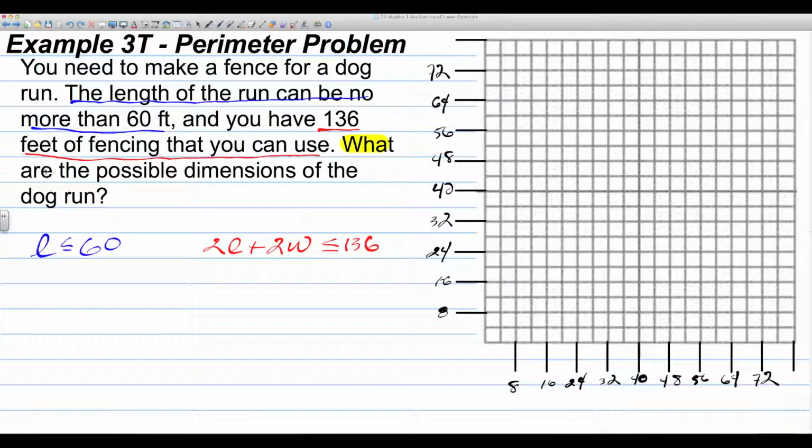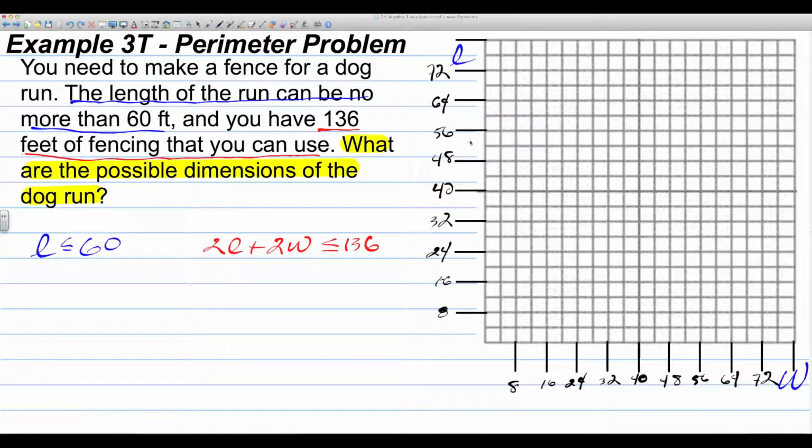What are the possible dimensions of the dog run? When we graph and shade these, the region that ends up being double shaded is the solution, or all possible widths and lengths. So let's take a look at this. Graphing this one here, L is less than or equal to 60. Well, that's a pretty easy thing to do. Depending on how we label our axis, here we're going to label this L, and over here we're going to call this W.